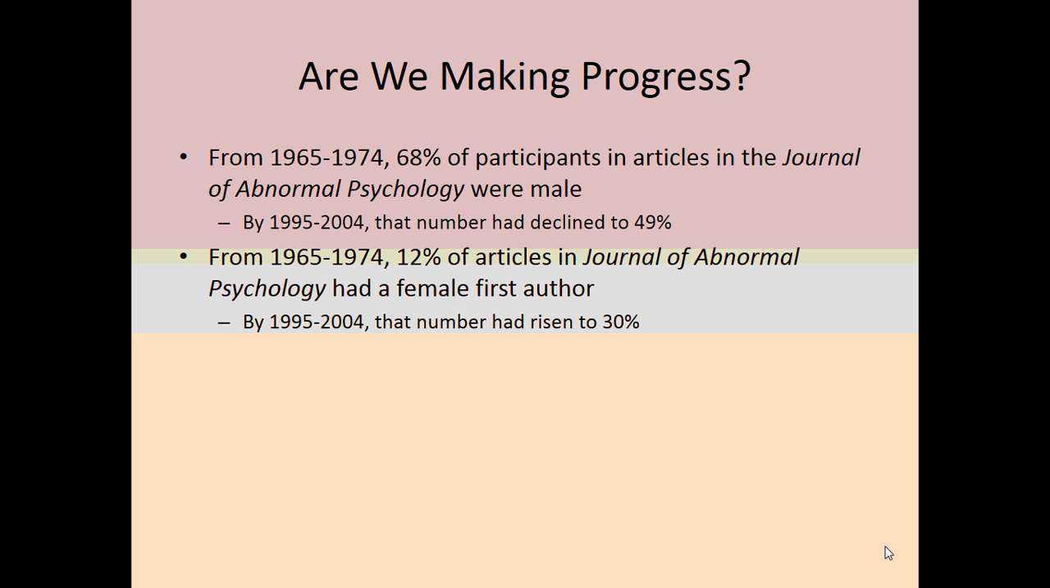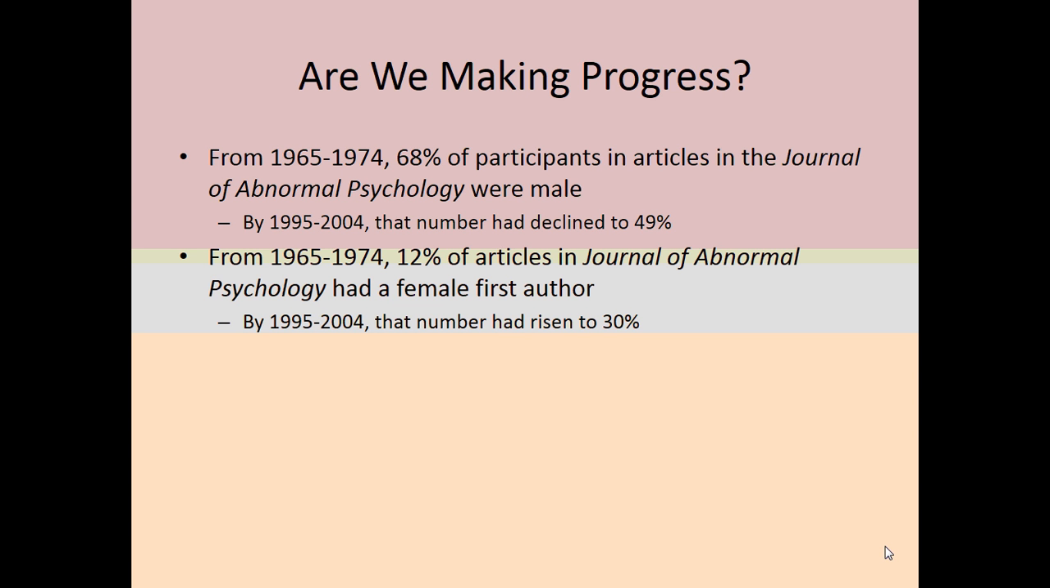So are we making progress? Are women becoming more equal to men in society, or specifically here in psychology? In 1965 to 1974, if you look at the Journal of Abnormal Psychology, 68% of the participants were male. By 1995, that number had declined to 49%. So we're getting a more equivalent amount of females into the research.